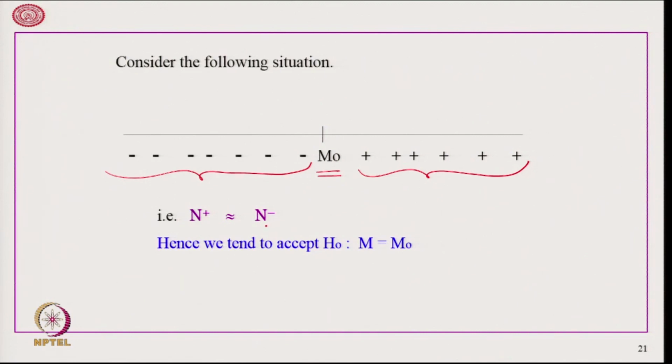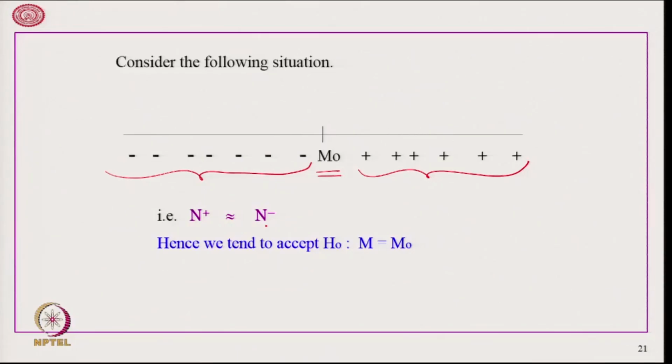They need not be equal, because we know that statistically it cannot happen that both the sides will have an equal number of observations, but there should be a limit. That is what the test is all about, whether the difference in the number of pluses and minuses is acceptable under the null hypothesis. In this case it appears that they are more or less the same. So, we are likely to accept that m is the same as m naught.